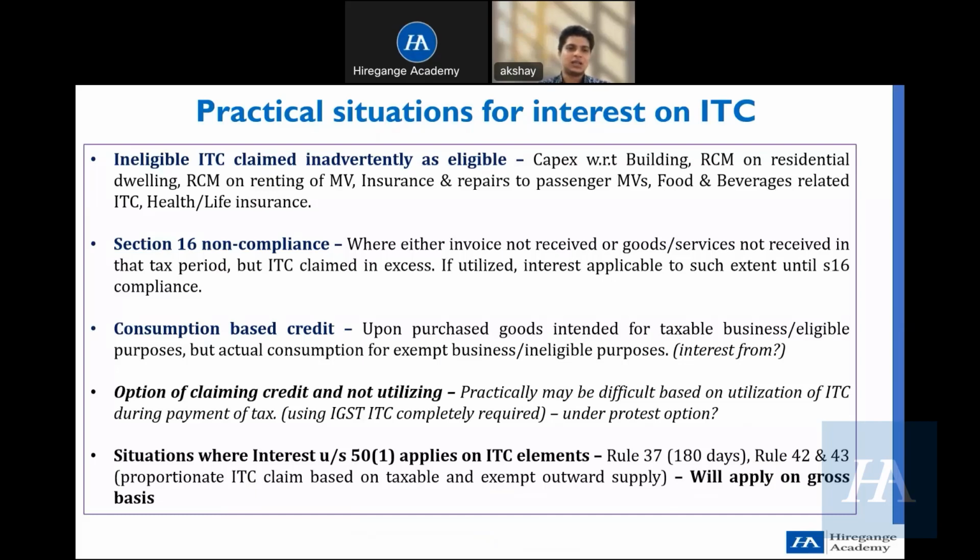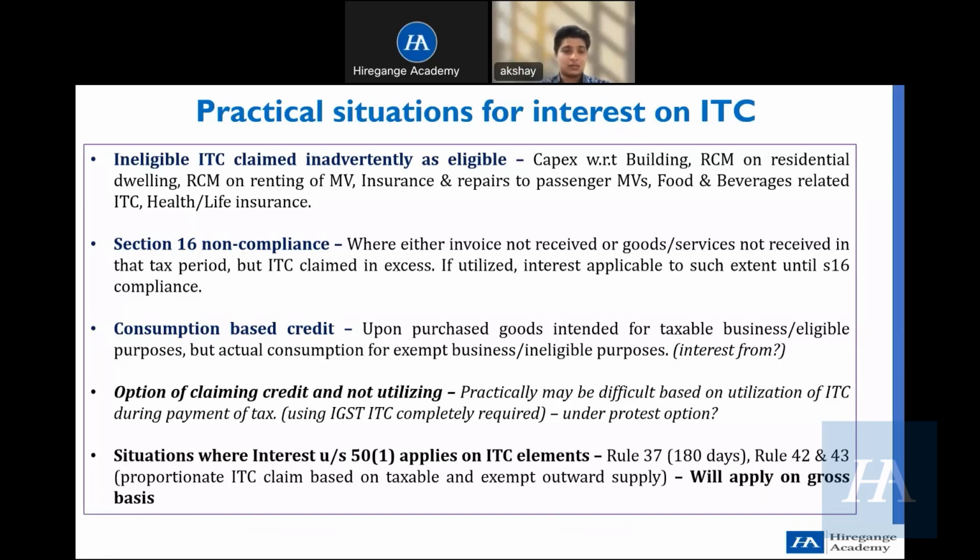When it is done so, then again, it needs to be seen whether balance is available. That means whether such ineligible credit has been utilized for the payment of taxes. If not, the interest would not arise. Next is the section 16 non-compliance, that is, wherein the credit eligibility conditions which are mentioned are not satisfied. Say you have not received the invoice or not received the goods and services, then it can be said that you have wrongly availed the ITC and therefore the interest would be applicable.